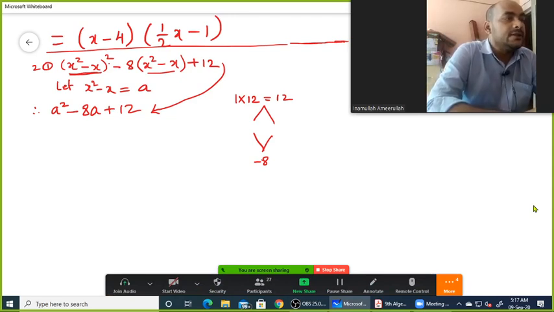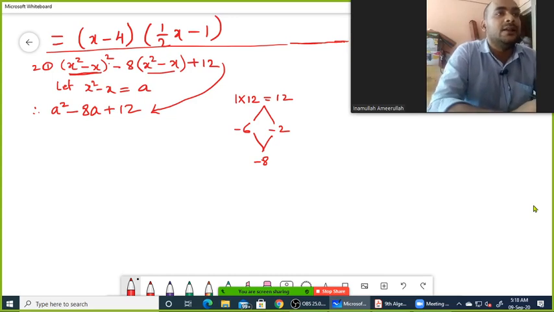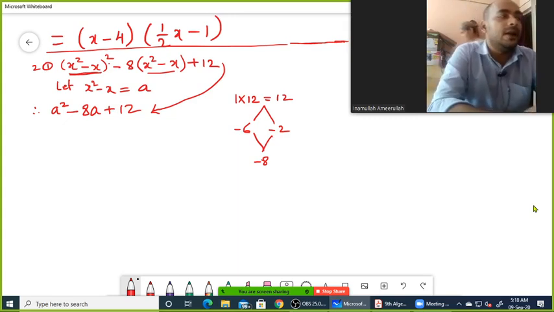So here we can take 6 2s are 12, and we need positive 12 and negative 8. So I can take negative 6 and negative 2. When I multiply two negative numbers, I'll get a positive product, and when I add two negative numbers, I'll get a negative sum, that is minus 8. So minus 6 and minus 2 are the required linear factors which we can substitute in place of minus 8.